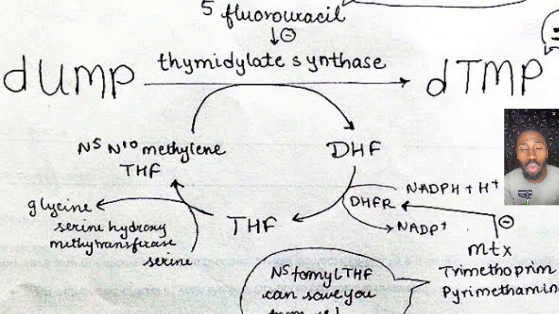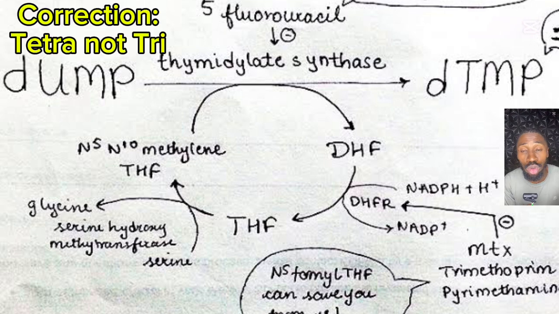Now in this same reaction, what are we using here? We are converting N5,N10-methylene tetrahydrofolate to dihydrofolate in this reaction, utilizing the pyrimidine, thymidylate synthetase. Don't forget.